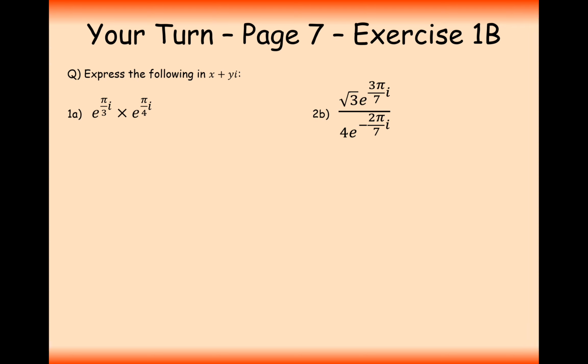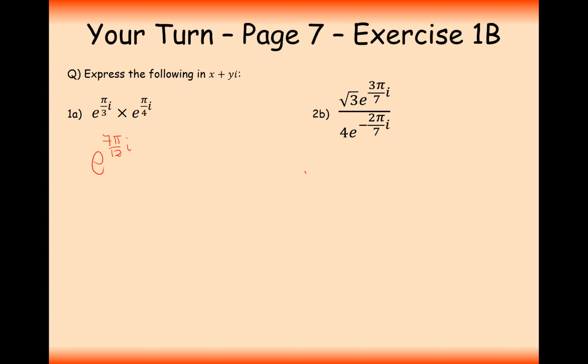Okay, these two questions really aren't that difficult, are they? So in this case, we will add the arguments together. In both of these complex numbers, the modulus is 1. So it's 1 times 1, which is 1, and then we add the arguments together, so it's going to be e to the 7 pi by 12 i. So that's the answer to part 1a, and on to question 2b.